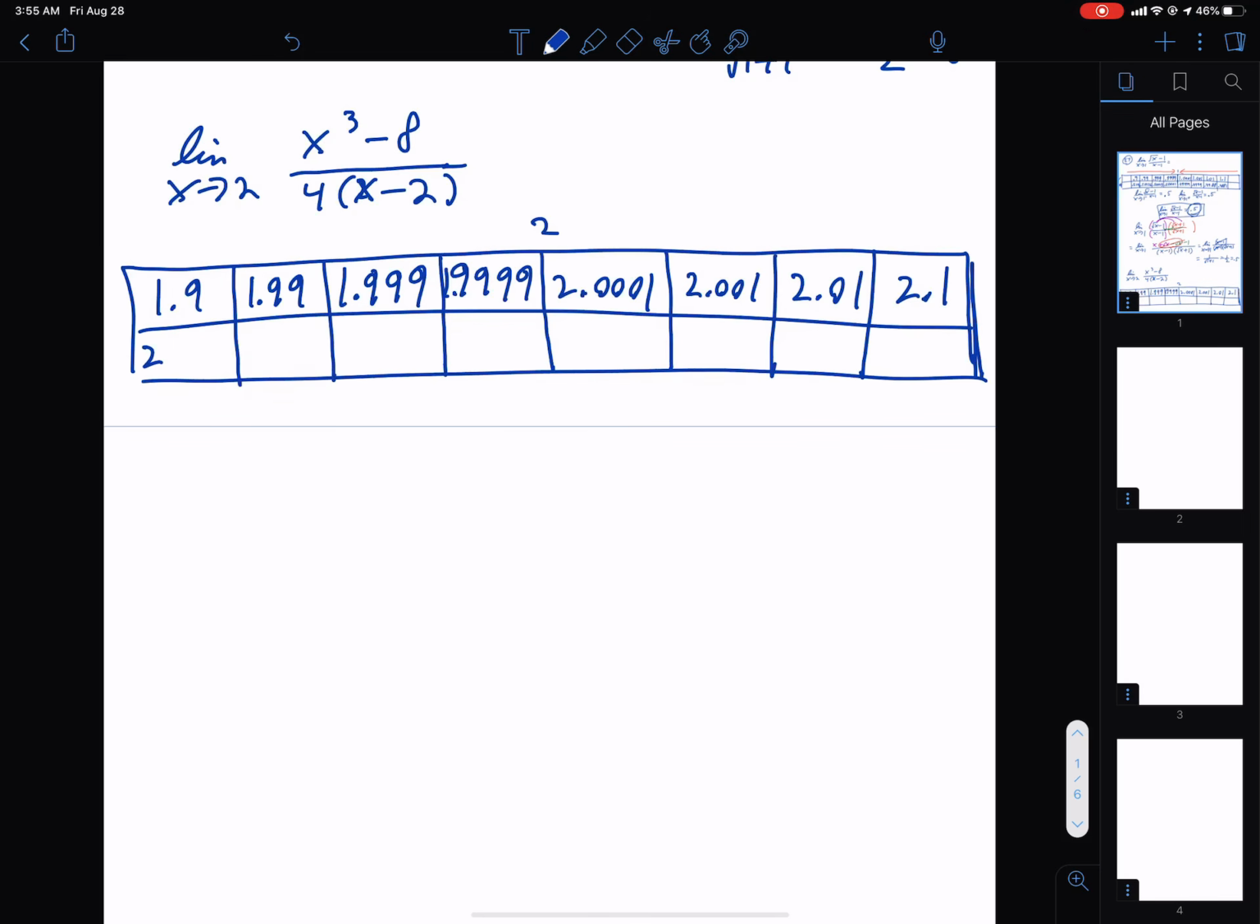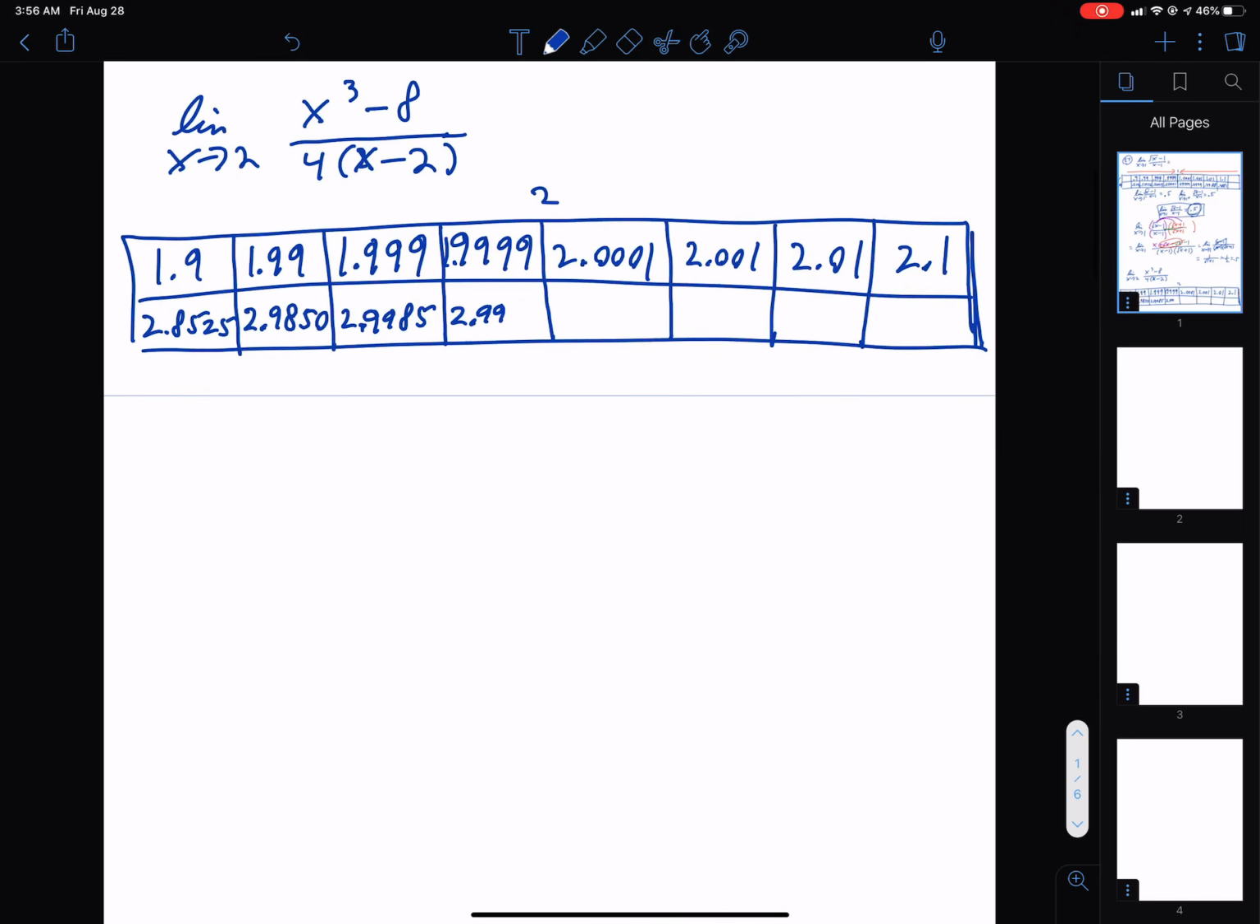You should get 2.8525. Then you should get 2.9850. Then you should get 2.9985. And then 2.99985. So let's look at the trend here. Looks like we're getting really close to 3.